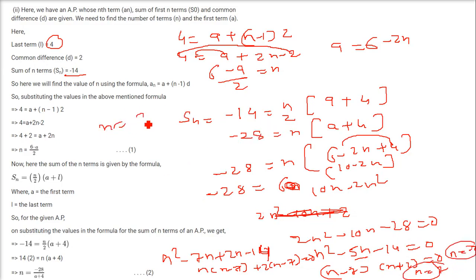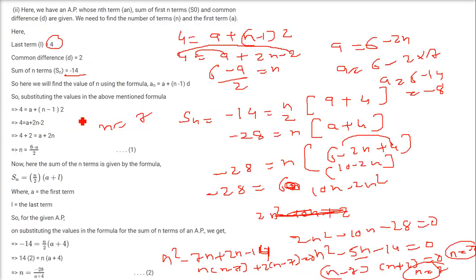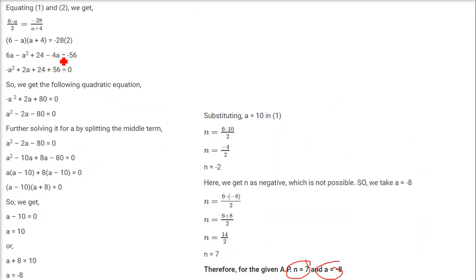Now when n is 7, we put it here, a equal to 6 minus 2 into 7. So a will be equal to 6 minus 14. What do you get? Minus 8. So if you see, a is minus 8, n is 7. This is how you have to solve. But there is another way also you can solve it. So this is for your reference. If you want to solve it in another way, you can solve it like this.